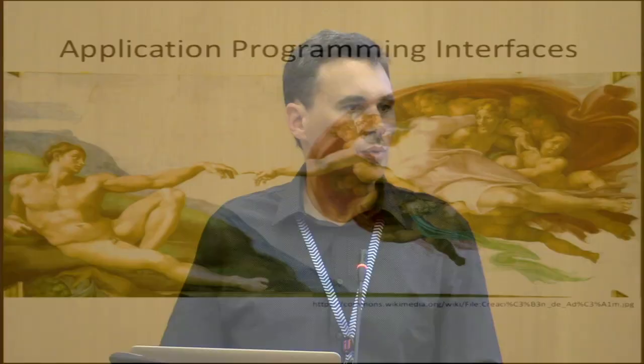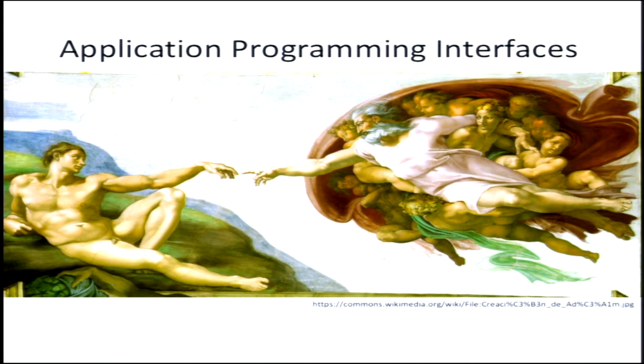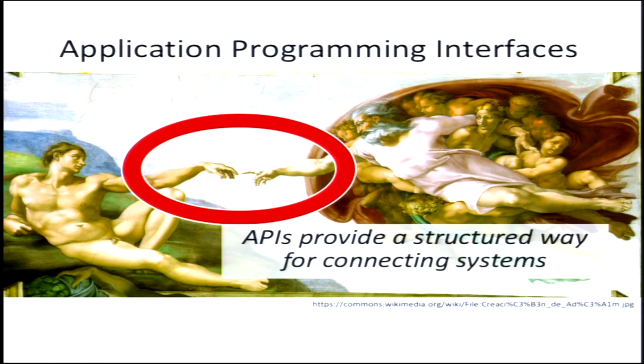And so you might have this little catwalk across the top where people could go from silo to silo and pull out the information that they wanted. This is where application programming interfaces come in. And I know that is not the title of this. This is the creation of Adam from the Sistine Chapel. But I think it's a great metaphor for an API, because an API provides a structured and designed way for two systems to interact with each other. In this case, Adam and God, with their fingers intersecting, they're actually doing the exchange of information.